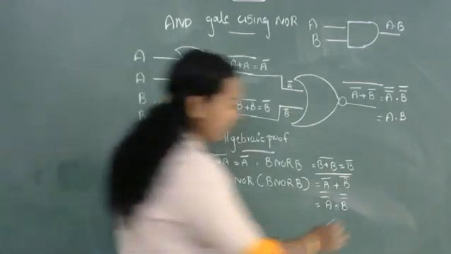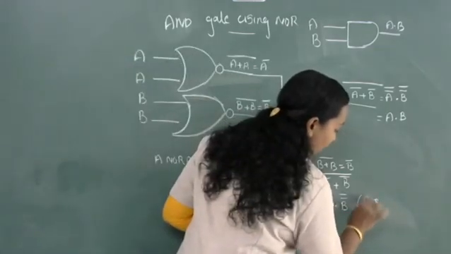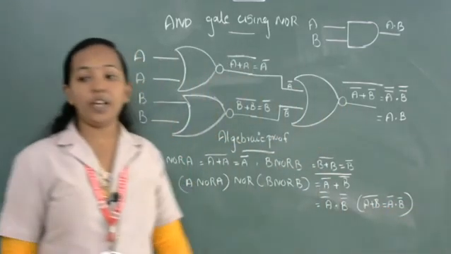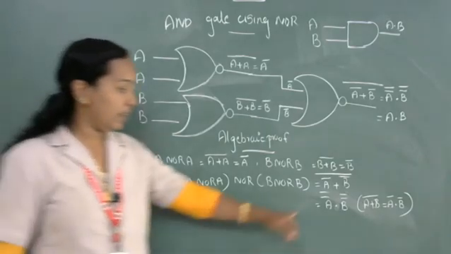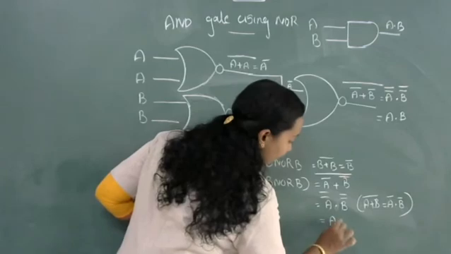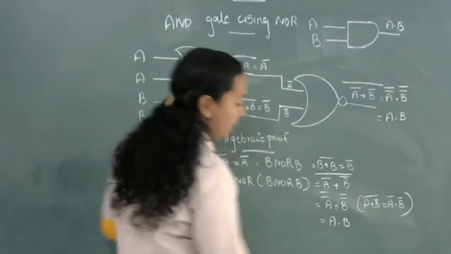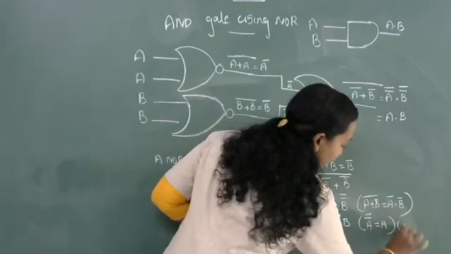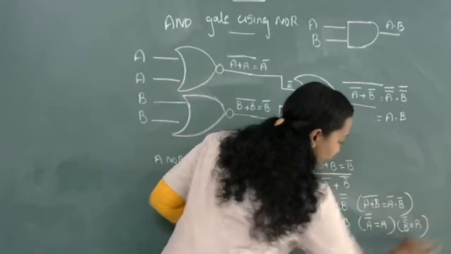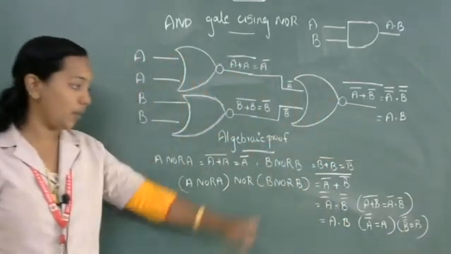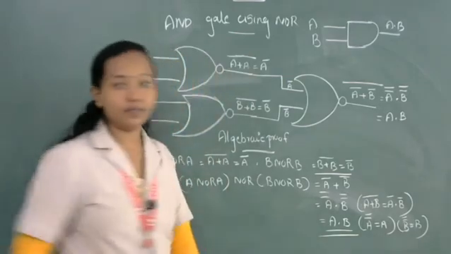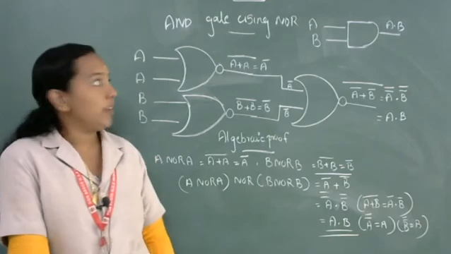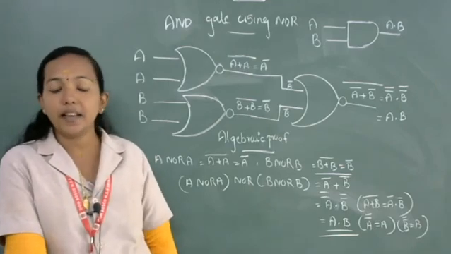From where did we get this? A plus B all complement is equal to A complement dot B complement, according to De Morgan's theorem. Then A double complement is equal to A and B double complement is equal to B, according to involution. So hence the theorem is proved: A dot B. So using NOR gate we can represent A dot B.